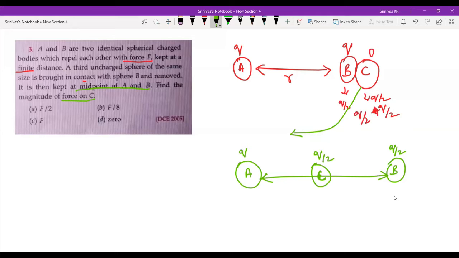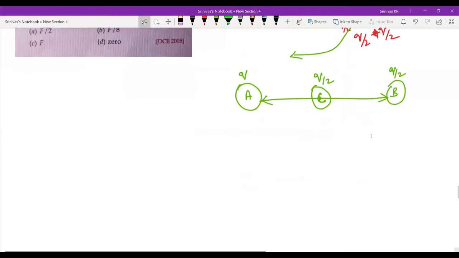So if I want to find the force on C, F of C, that is force on C, is equal to FA minus FB.